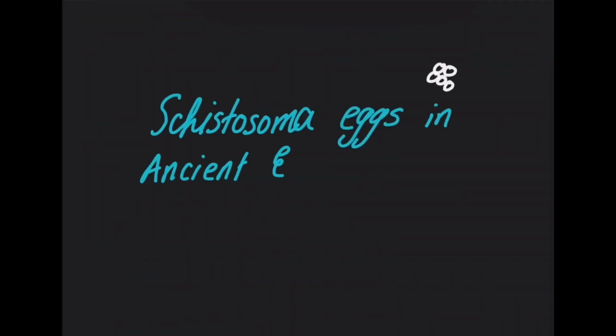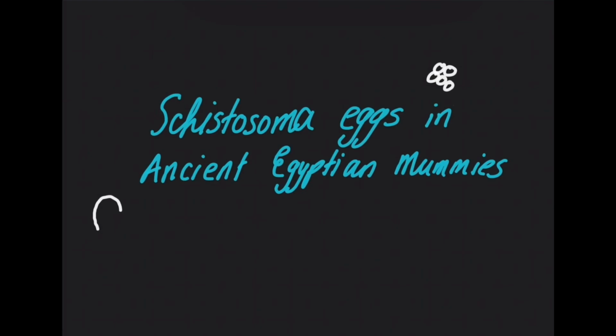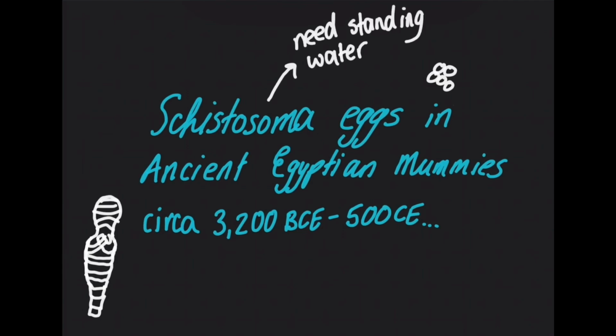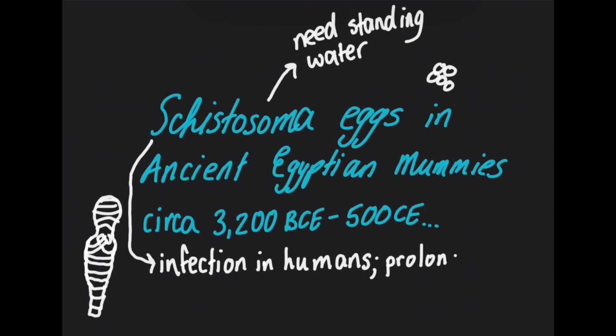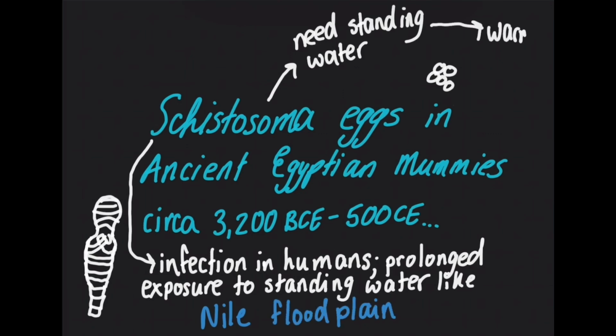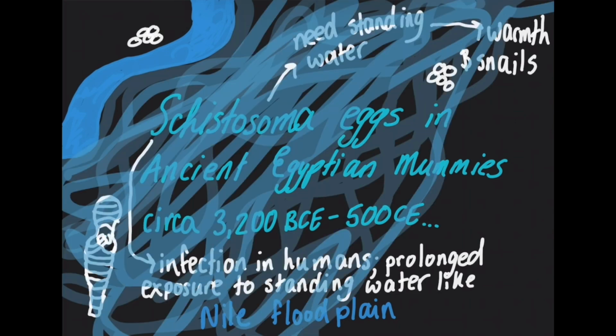Schistosomiasis, a disease caused by parasitic flatworms, has been around in Egypt for thousands of years. The oldest evidence of Schistosoma hematobium infection comes from mummies that are over 5,000 years old. Since these parasites thrive in standing water, their presence suggests that Egyptians were frequently exposed to the Nile's floodplains, lining up with historical records of seasonal flooding.